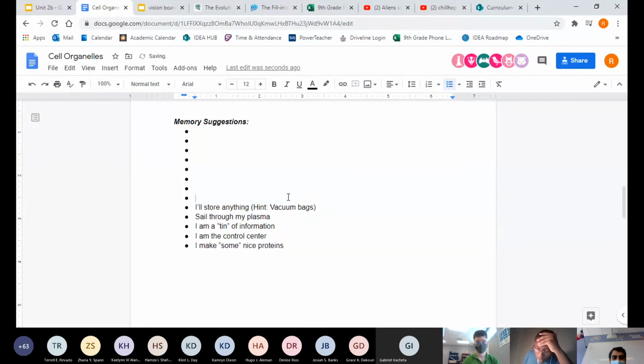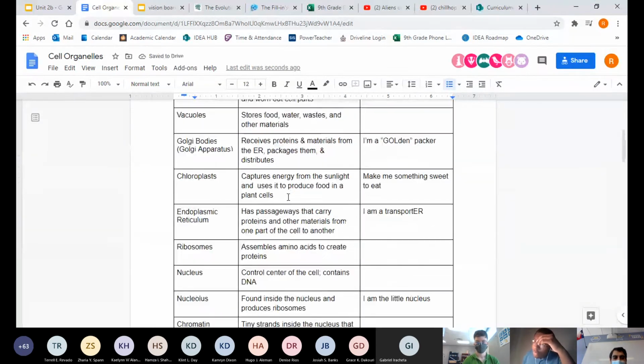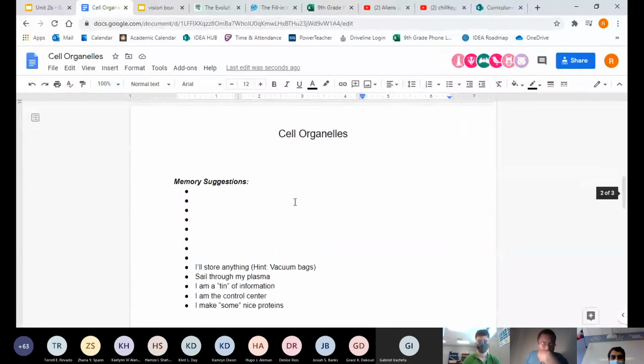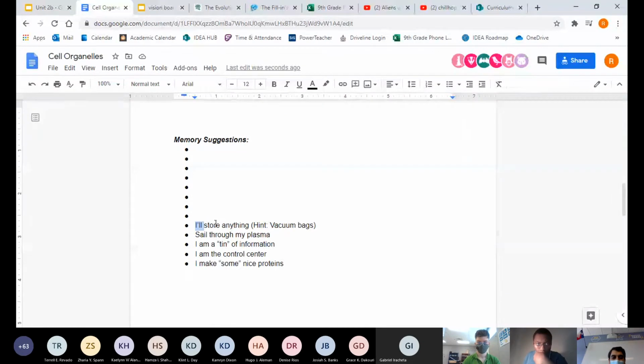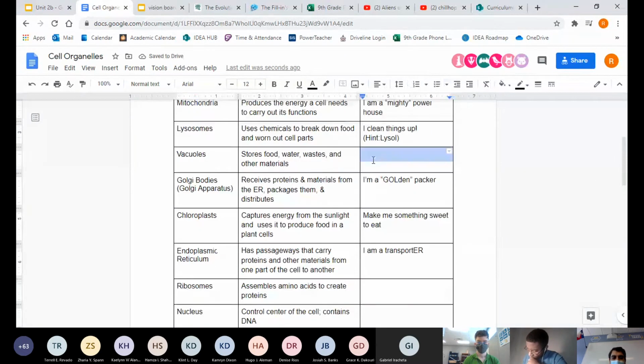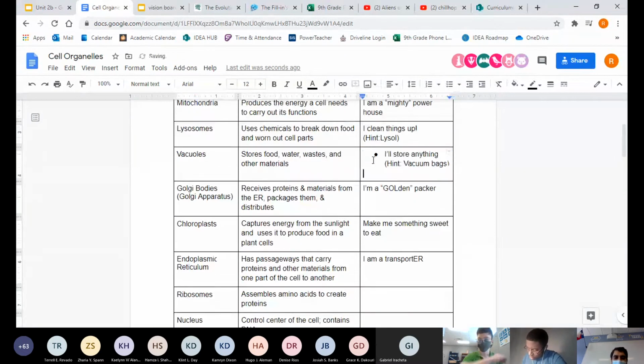Okay, I clean things up. Hint, Lysol. So which one of these is responsible for cleaning up messes? The lysosome. So that hint of Lysol is to help you think about cleaning. So I clean things up. Those are lysosomes. So again, they break down food, but they also break down stuff inside the cell that's no longer working. I store anything. Hint, vacuum bags. Vacuum bags sounds like vacuoles, and that's what stores stuff.